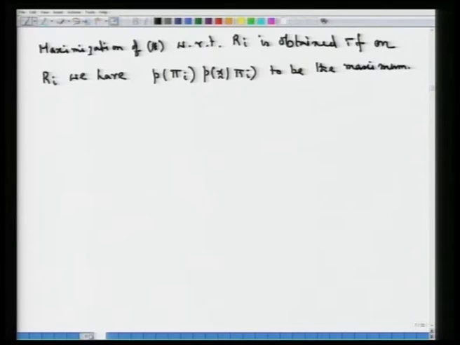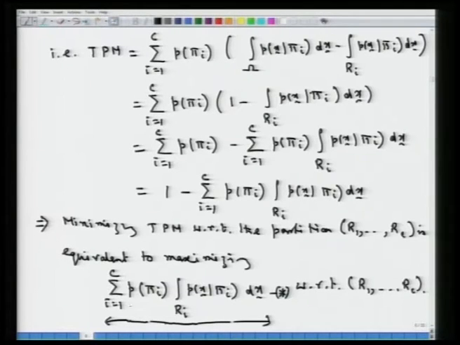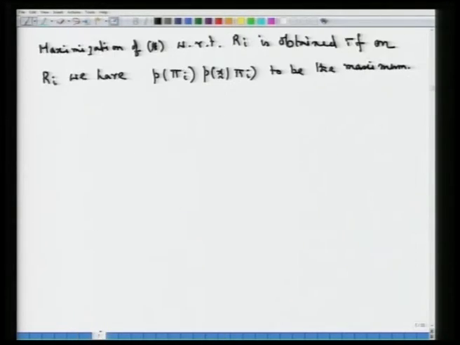This is so because we are trying to maximize this particular quantity with respect to R I. So, with respect to each of these R I terms here, we are trying to find out p pi I into p x given pi I. If that is maximum, then the expression is going to be maximized. That is, the allocation rule is going to be given by the following.